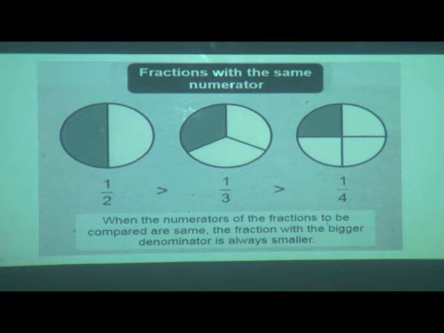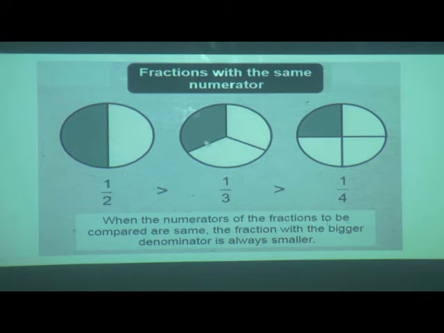Here we have 3 pizzas. In that we have divided one into half. One is the shaded portion, and one we have left light, so it can be identified very easily. So when it is divided into 2 parts, we write it as 1 upon 2.